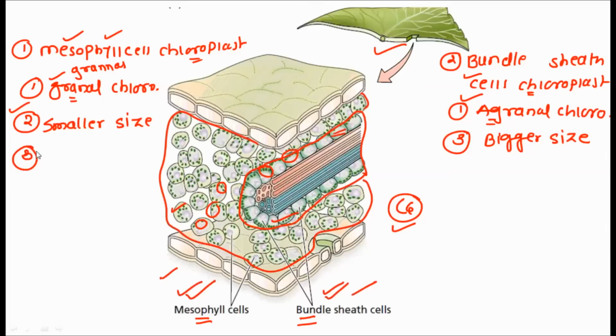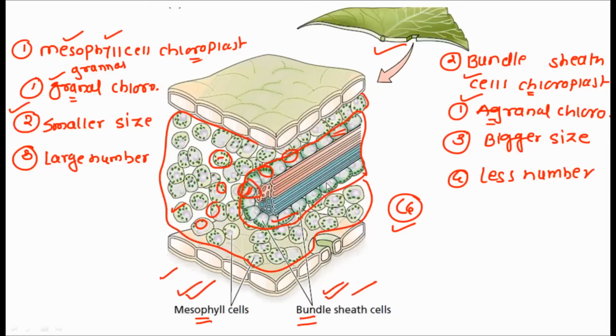The third difference between the two is that the chloroplasts of mesophyll cells are large in number. That is, their number is very high as compared to the number of chloroplasts in the bundle sheath cells. That is, bundle sheath cells have a smaller number of chloroplasts.